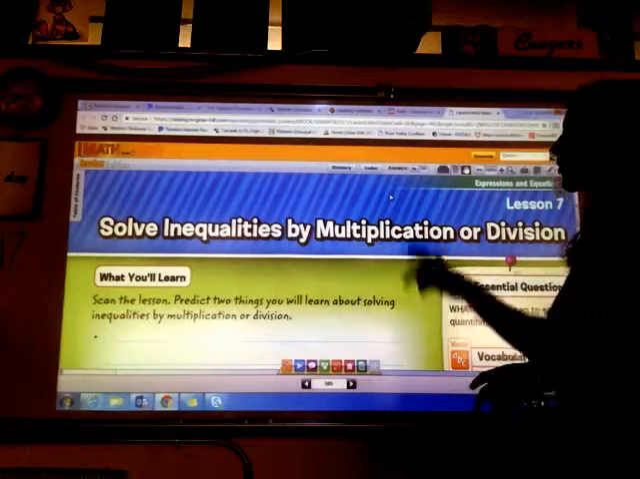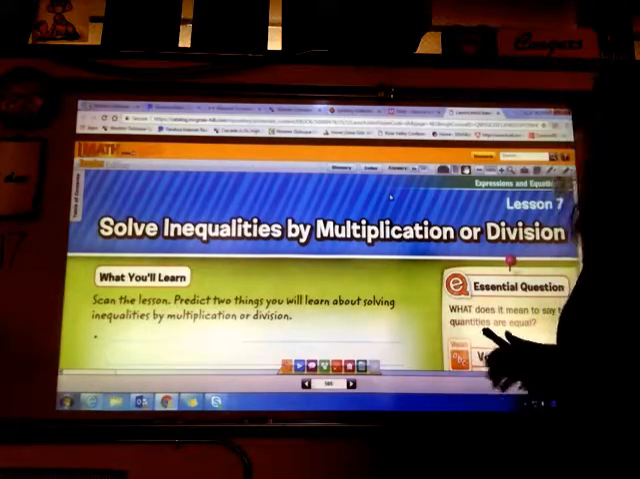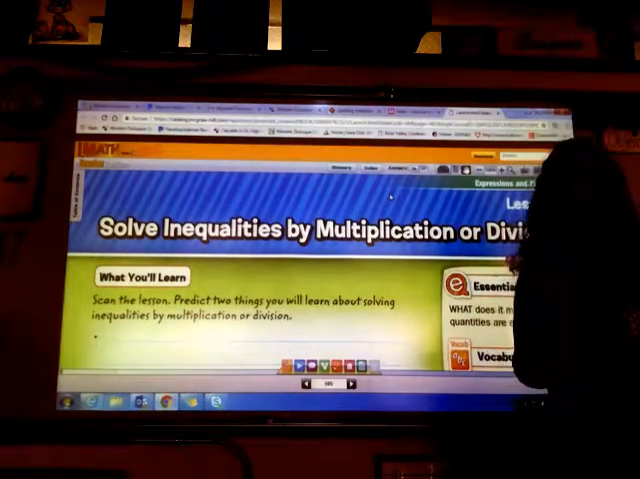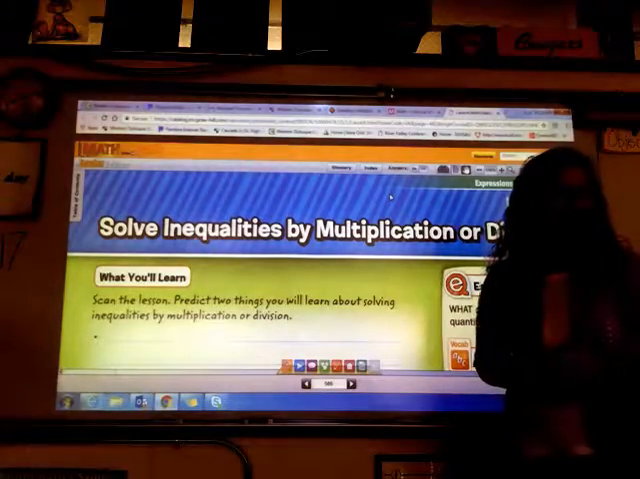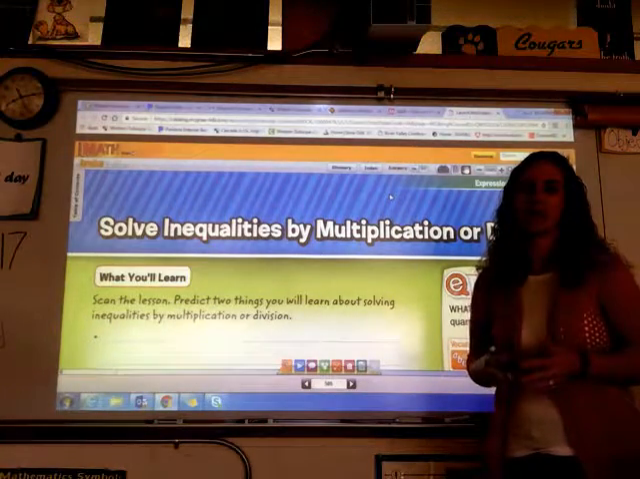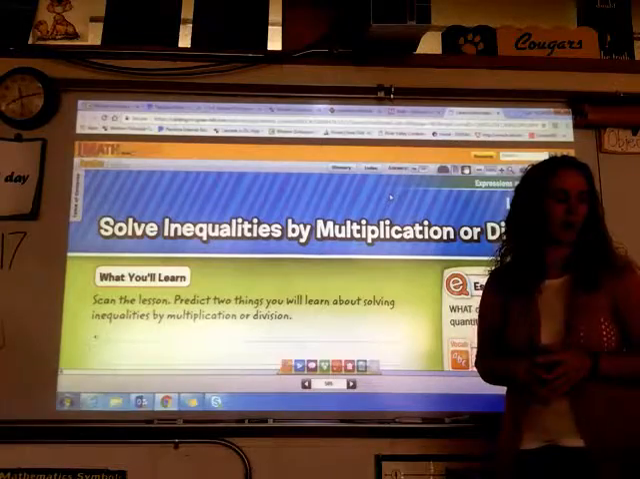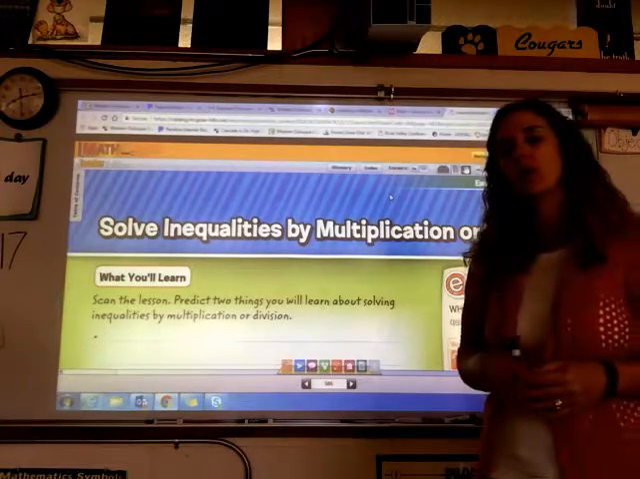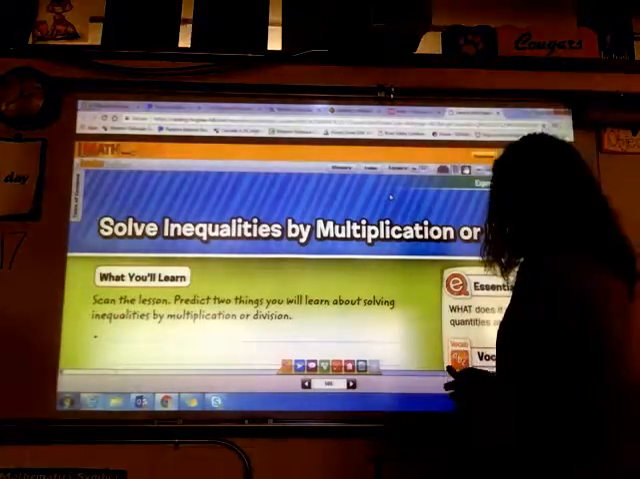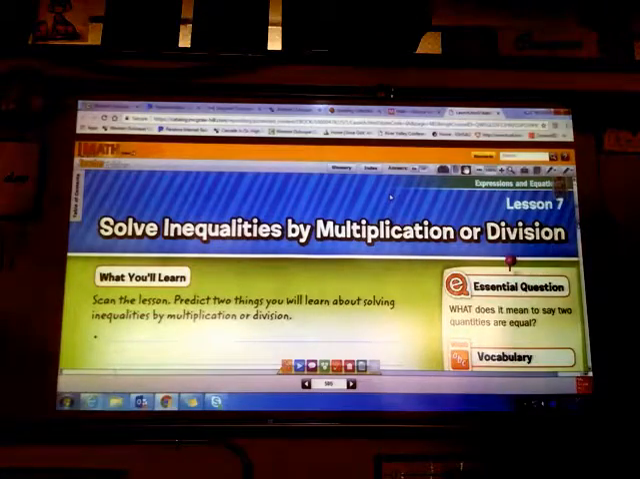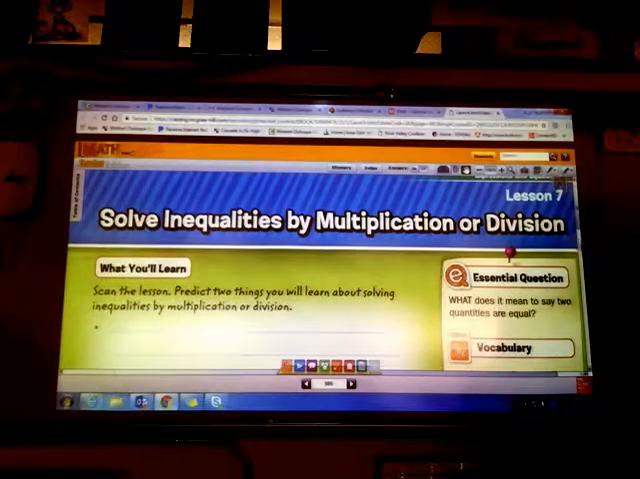Lesson 7 is going to be focusing on solving inequalities by multiplication or division. So when we think about our objective for the day, I would like you guys to be able to solve inequalities by using either your multiplication or division property of inequality. And so we'll be taking a look at those two properties and what they mean.